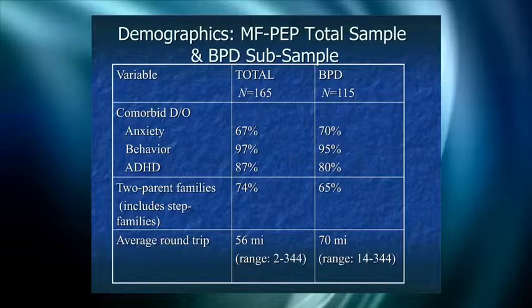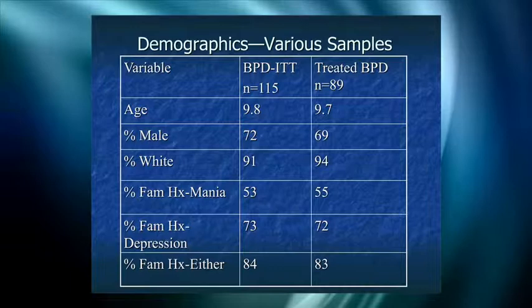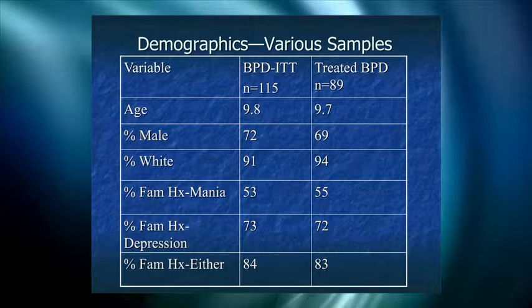And you see an average round trip of significant mileage. These were on average about 10-year-old kids. The majority were male, the majority were white. Over half had a family history of mania. Almost 3/4 had a family history of depression. And when we said you have depression or mania, we were in that 83-84% range.